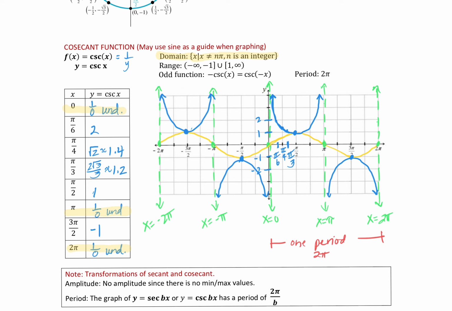Now, what you notice is that the range here goes from negative infinity to negative 1, and then from 1 to positive infinity. Cosecant doesn't have values from negative 1 to 1, because we're kind of taking the sine function away. It can equal negative 1, it can equal 1, but it can't be equal to any values between negative 1 and 1.